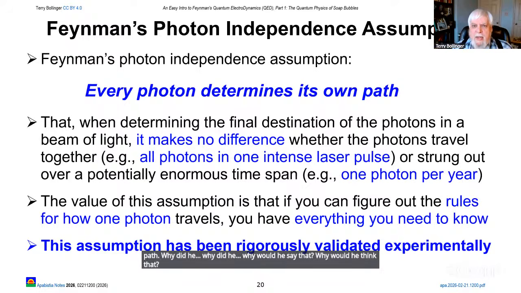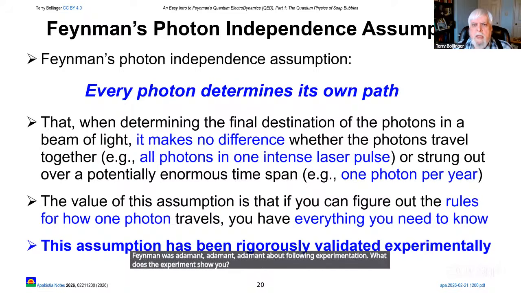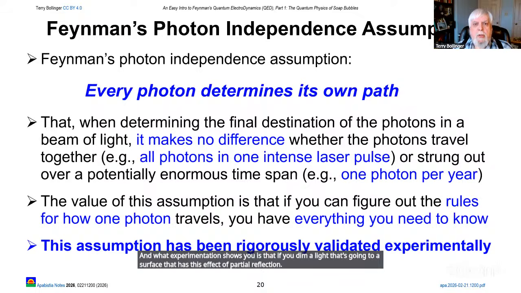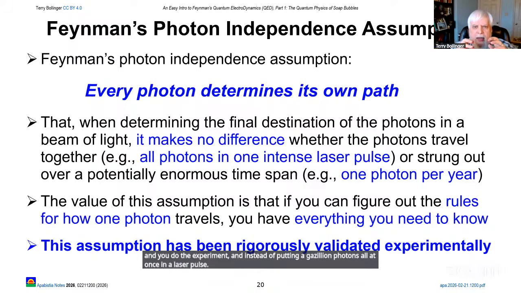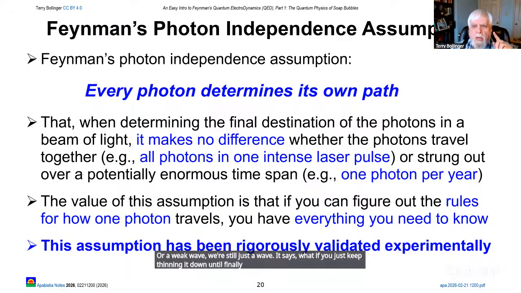The reason he would think that is because experimentation backs it up. Feynman was adamant about following experimentation. What does the experiment show you? And what experimentation shows you is that if you dim a light that's going to a surface that has this effect of partial reflection, and you do the experiment, and instead of putting a gazillion photons all at once in a laser pulse, or a weak wave where it's still just a wave, you ask, what if you just keep thinning it down until finally you're just getting one particle, one photon, for some ridiculously long period of time, maybe even a year?